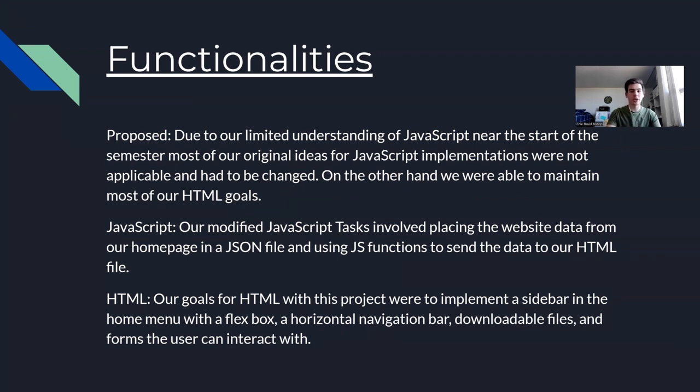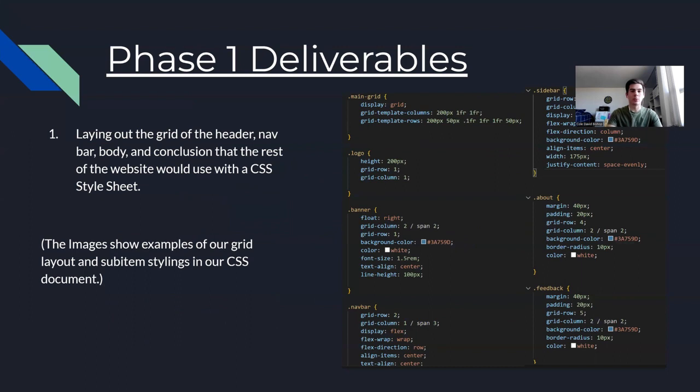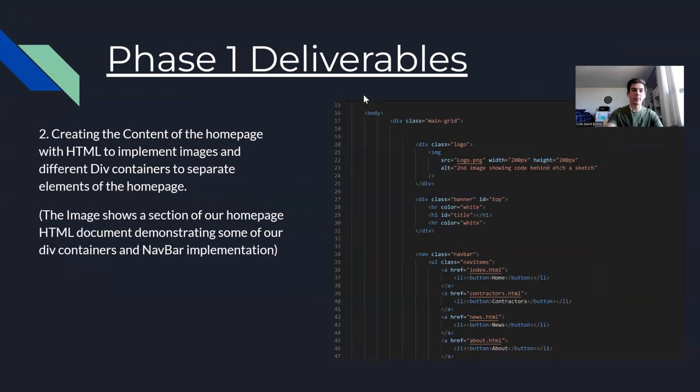And then our goals for HTML were kind of all-encompassing, all the things that we've learned in the class, like mainly a sidebar using a Flexbox, a horizontal navigation bar, being able to download files, and then like interactability, stuff like that. So the first part of our phase one deliverables was really just creating an overall layout for the website that we could use for every single page within the website. And so in this picture here, you can see like our different CSS style sheets for like our main grid, where our logo will go, where our banner will go, things like that.